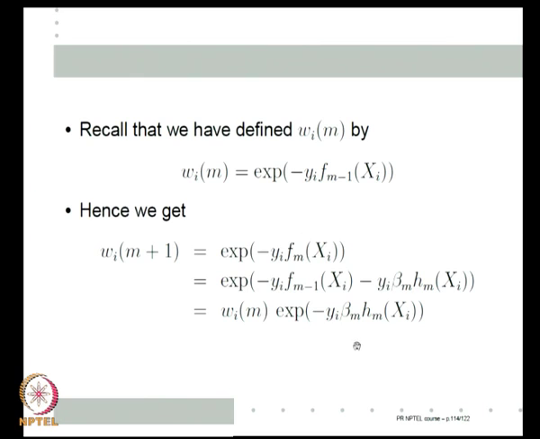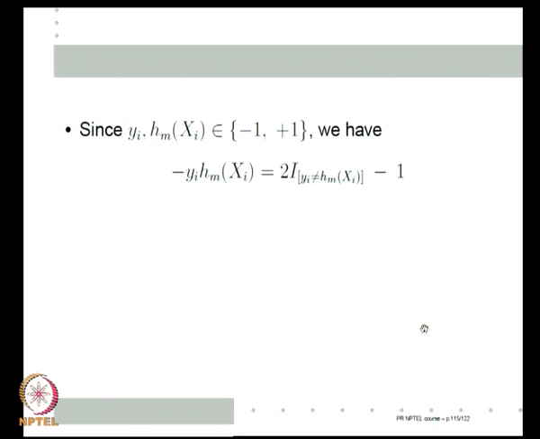So, let us see how this factor is same as what we put in the algorithm. The factor we have is exponential of minus yi beta m hm xi. Since yi hm xi belong to plus 1, minus 1, we can write yi hm xi as 2 times indicator yi not equal to hm xi, minus 1. Why? Suppose yi and hm xi are of opposite sign, then this indicator will be 1. So, this will be 2 minus 1, which is 1. On this side, they are opposite signs, so minus yi hm xi will be plus 1.